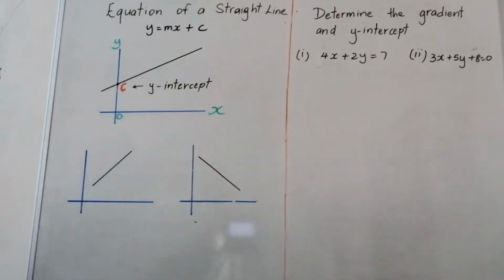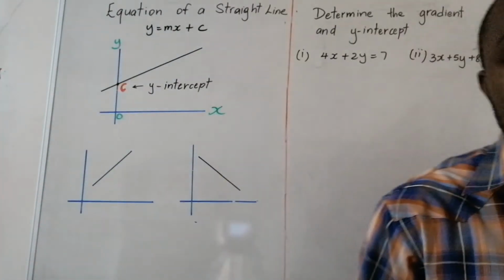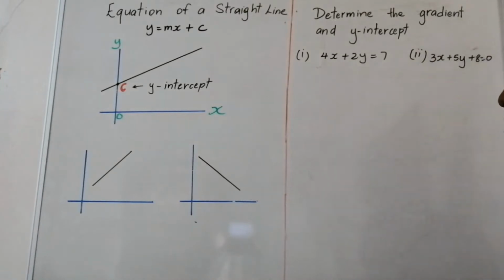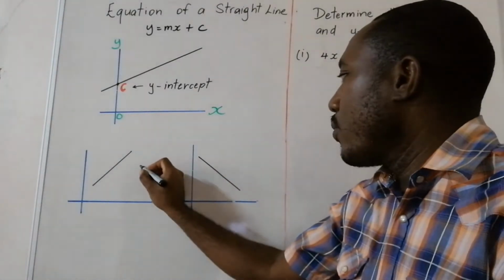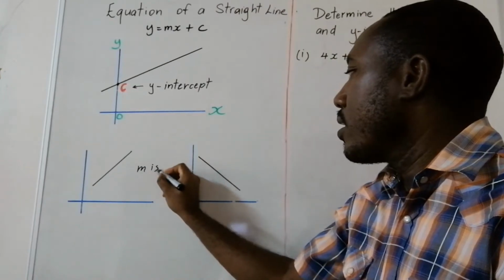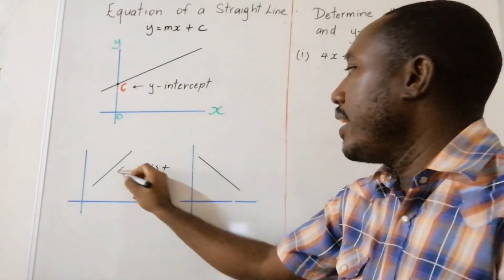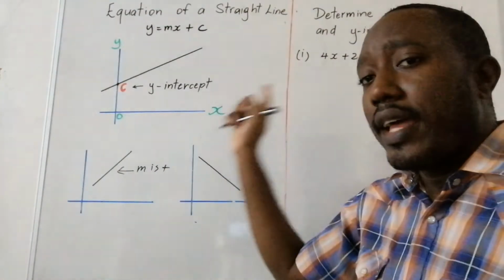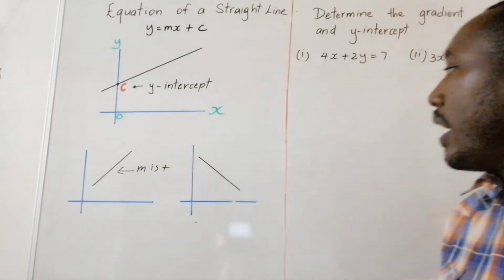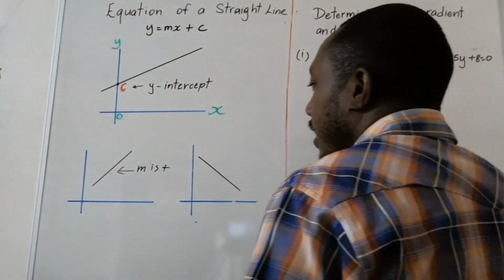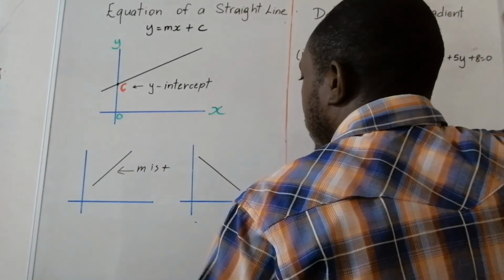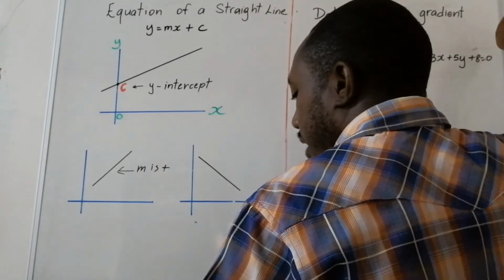So let's talk a little bit more about the gradient of the line, m. Now, if m is positive, the direction of the line will look like this. So the line looks like this whenever m is a positive number. And notice it goes from where? From your left up to the right. From left up to right.